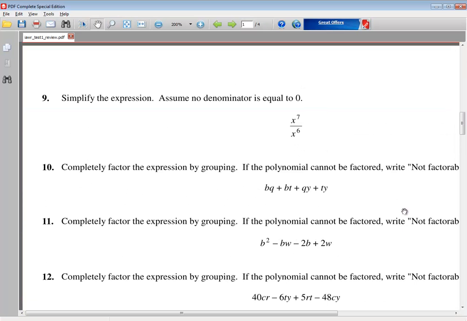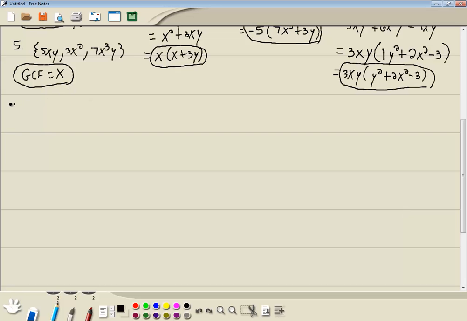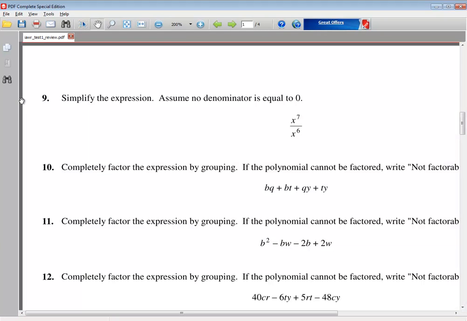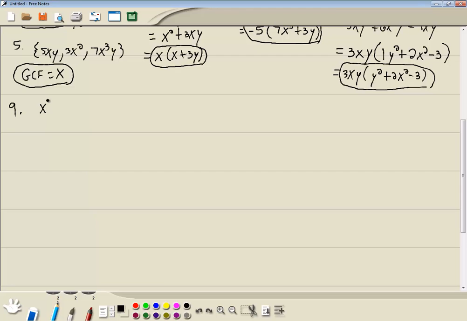Okay, number 9. We got x to the 7th over x to the 6th. Well, if you got x to a power over x to a power, you subtract the smaller exponent from the larger one. 7 minus 6 gives me 1. I'm going to have x to the first where my larger exponent was, which is up on top. And then we put a placeholder of 1 down below. And x to the first is x, and x over 1 is x.